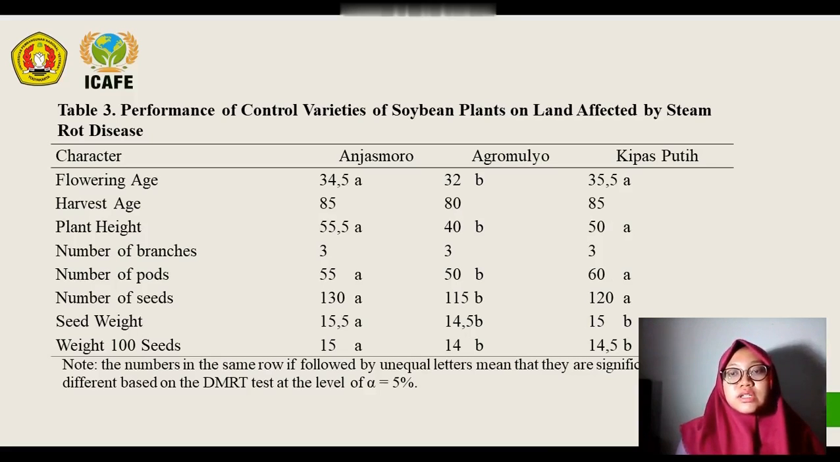not significantly different from Agromulyo and significantly different from Kipas Putih. The larger seed weight and 100 seed weight were found in the Anismoro genotype, not significantly different from Agromulyo and significantly different from Kipas Putih.